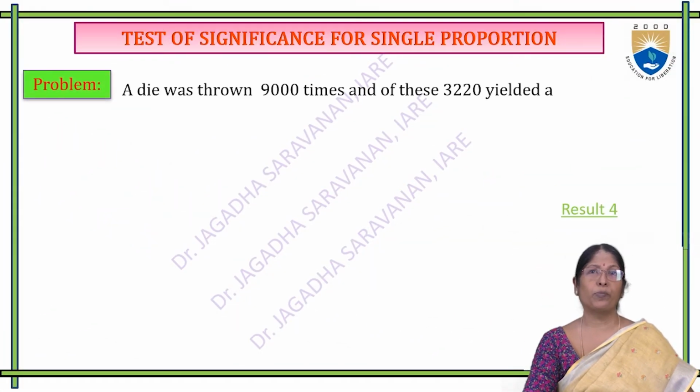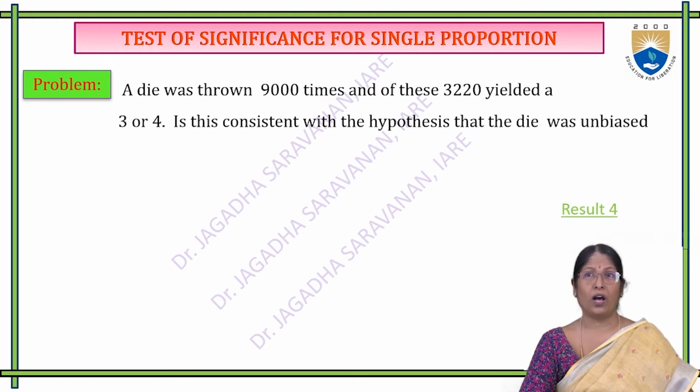So the next problem: a die was thrown 9,000 times, and of these, 3,220 yielded 3 or 4. That is, we are throwing a die 9,000 times. In that, 3,220 times we will be getting 3 or 4. Is this consistent with the hypothesis that the die was unbiased?